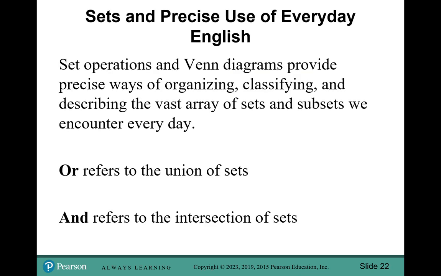Let's look at sets and precise use of everyday English. Set operations in Venn diagrams provide precise ways of organizing, classifying, and describing the vast array of sets and subsets we encounter every day. Using the word "or" refers to the union of sets. Using the word "and" in common everyday English means that we are looking at the intersection of sets.